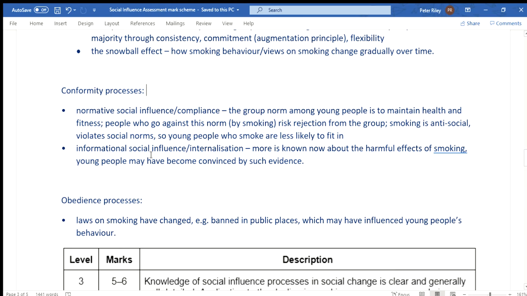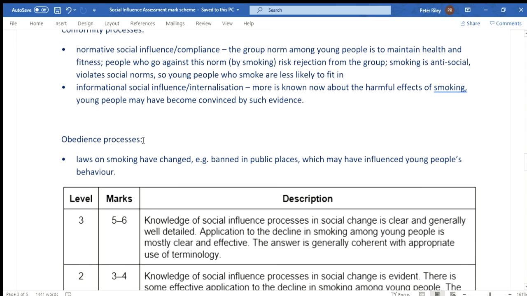So now we're far more aware of the evidence and the damaging and negative effects of smoking. So therefore that makes us think, well, actually, the doctors, the health campaigners, they must be correct in what they're saying, that smoking is so dangerous. So therefore I won't smoke for those reasons.